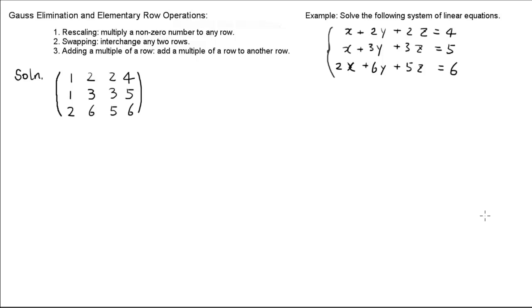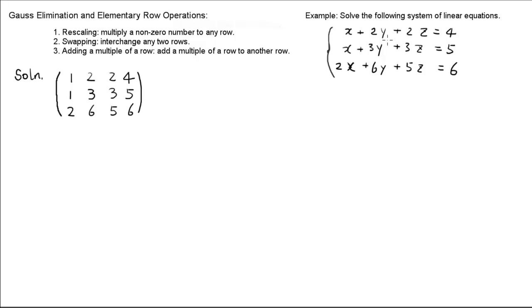Alright, I'm going to explain how to use Gauss elimination to solve a system of linear equations. We have a simple system of three equations here. First, we want to mention that your system must be written in a standard way.